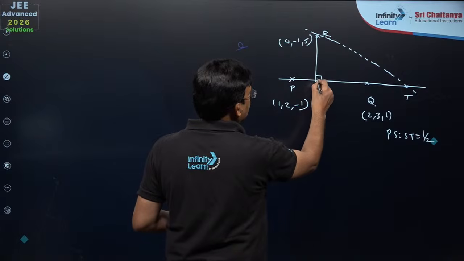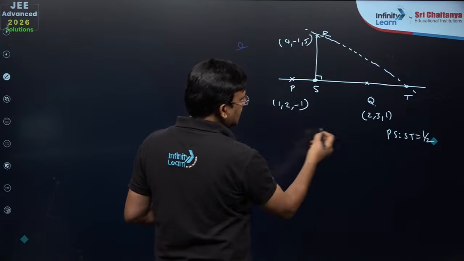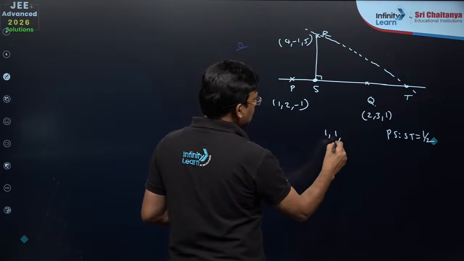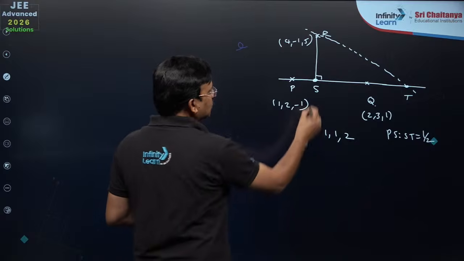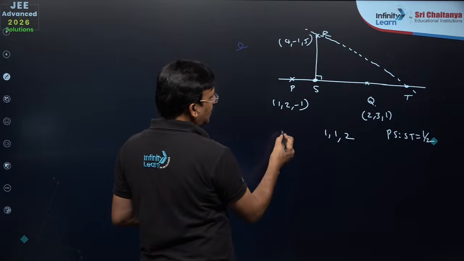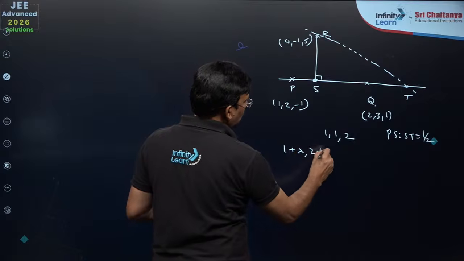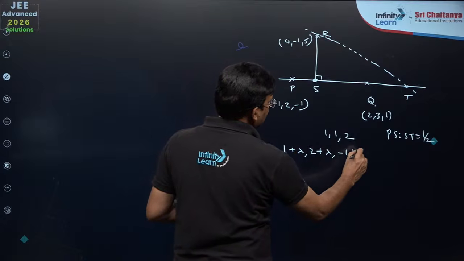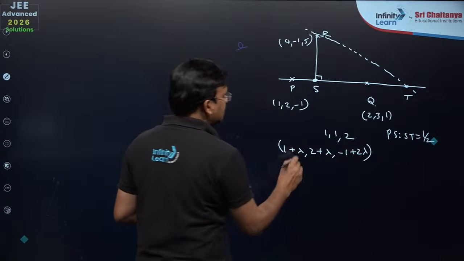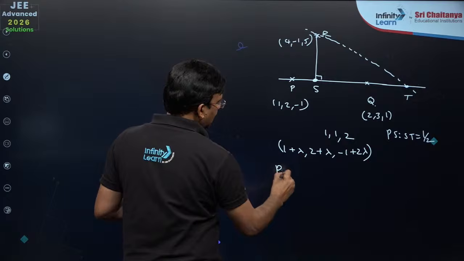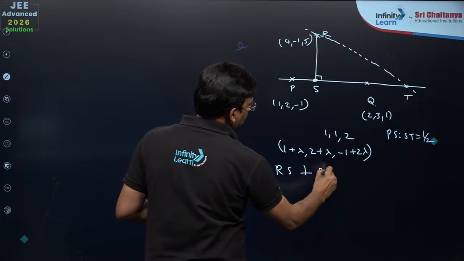Let us try to find S. This is the line. What are the DRs? (2 minus 1, 3 minus 2, 1), that is (1, 1, 2). These are the DRs. So, can I take the point S in a general format? So, this is (1 plus lambda, 2 plus lambda, minus 1 plus 2 lambda). Yes, this is S. Now, since it is the foot of the perpendicular, RS is perpendicular to PQ.